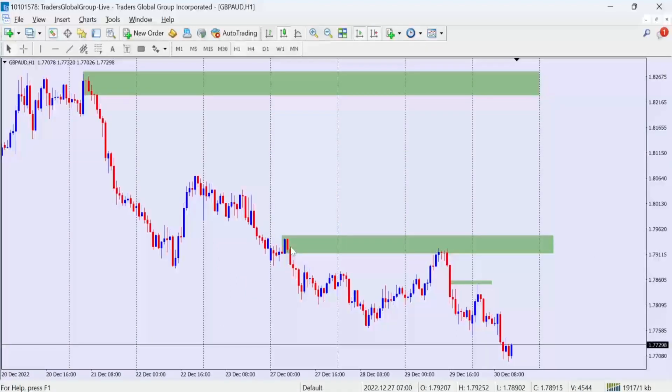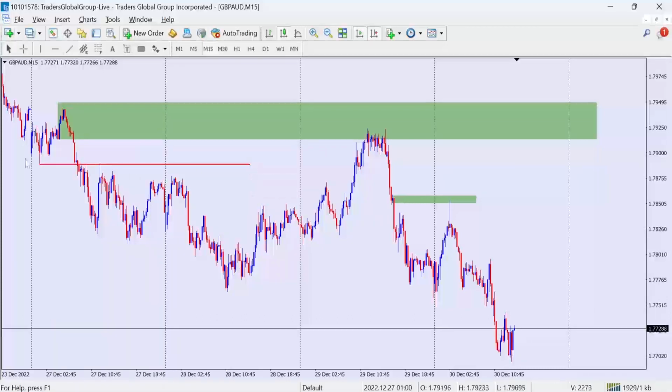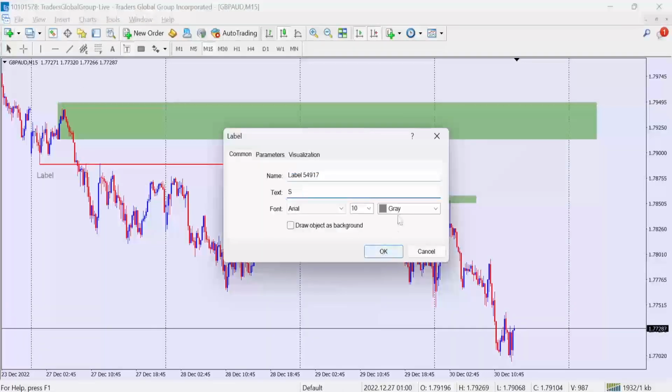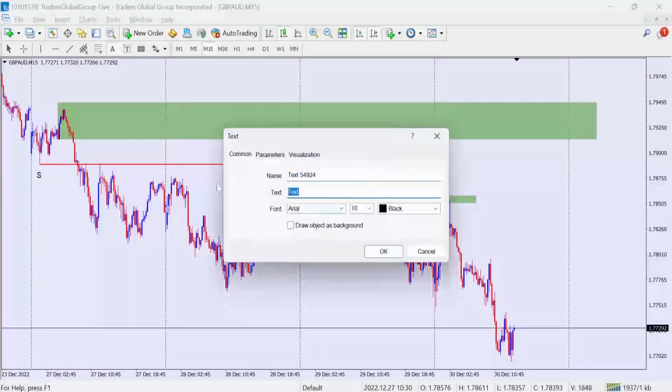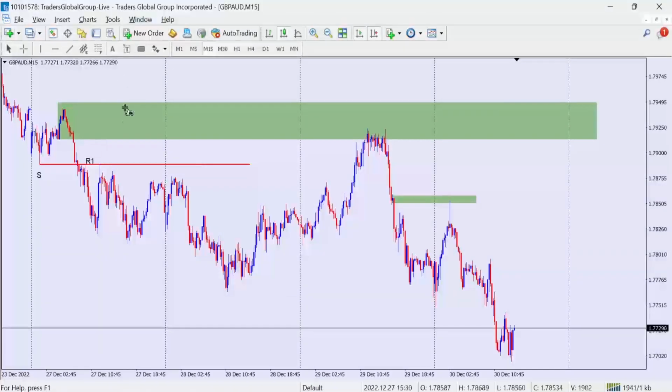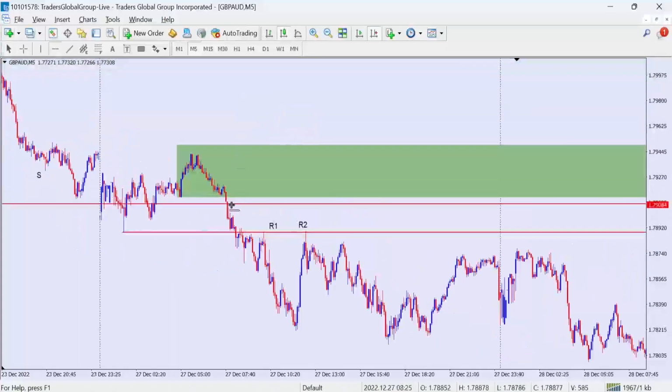As you can see, there is a base drop and a huge drop. When we change to a lower time frame, we saw a fake out setup. Right here we have a support, R1, R2. From that big supply zone, we want to scale down the size so that we can have a smaller stop loss. Let's switch to a lower time frame.